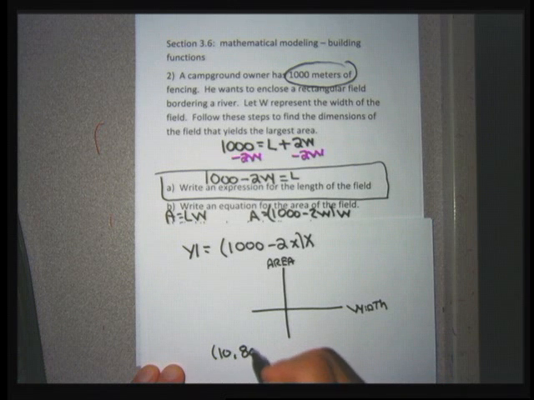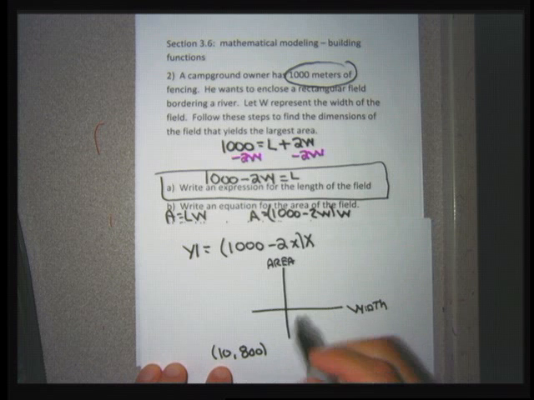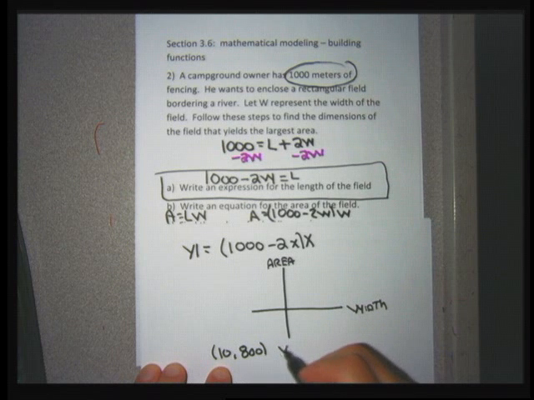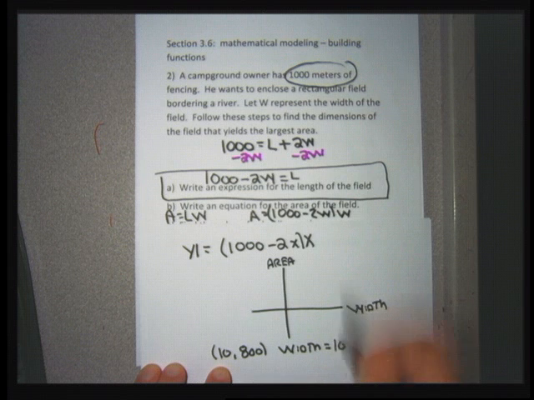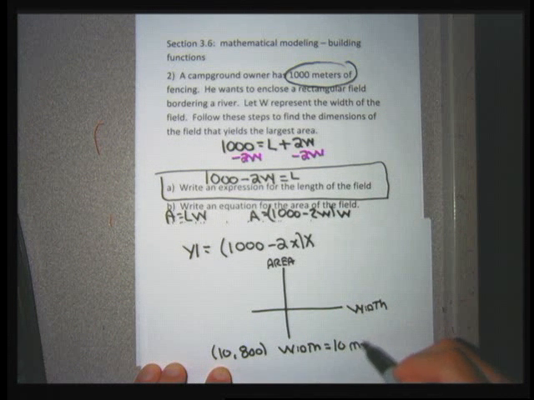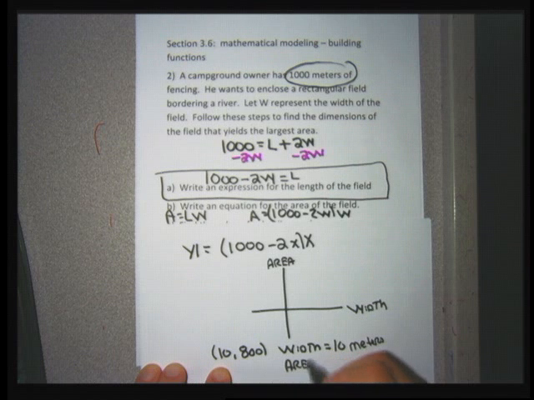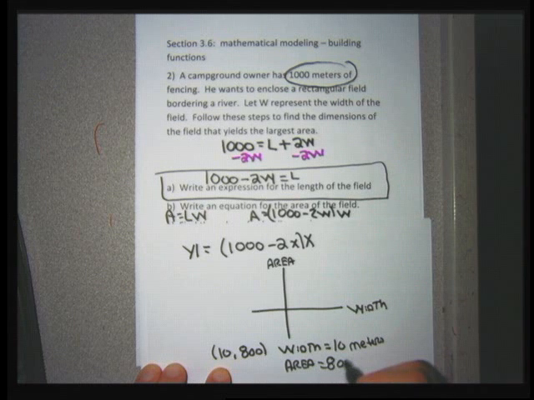So when I plugged 10 in, I got 800. And what this point would say is if the width equals 10, and I guess it's meters as our units, the area is 800 square meters.